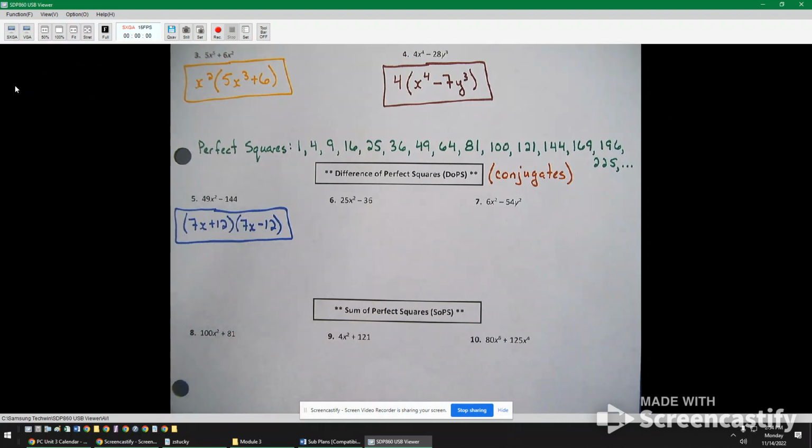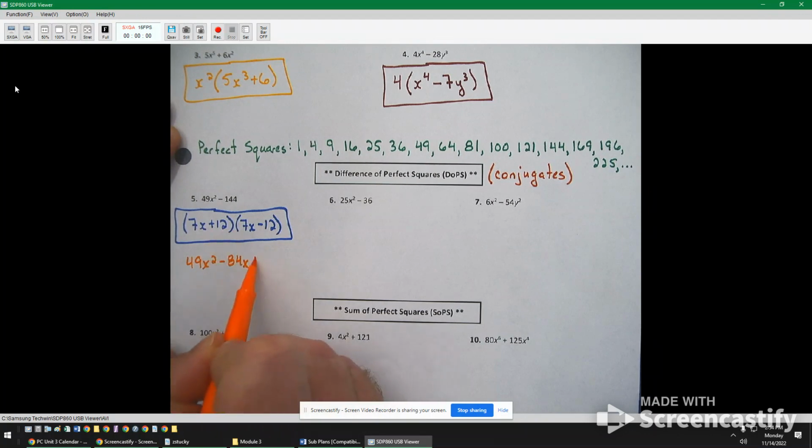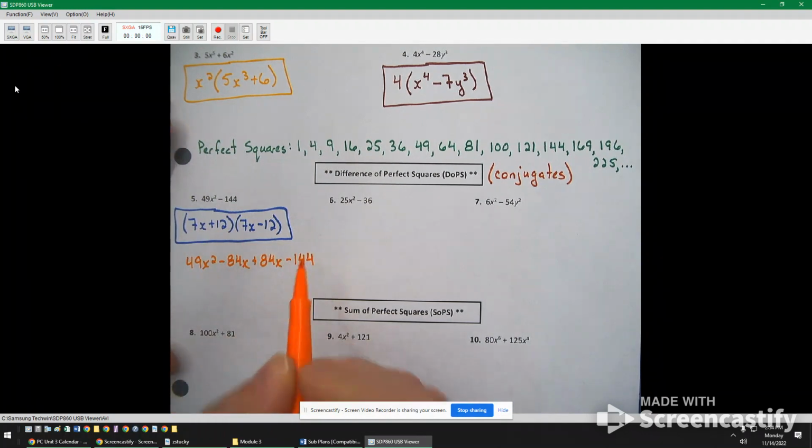Now, why do we have to do the conjugates? It's because when you distribute, you want to get back what you had before. So when I distribute this, I would do 7x times 7x would be 49x squared. Then 7x times negative 12 would be negative 84x. 12 times 7 would be positive 84x. And then 12 times negative 12 would be negative 144.